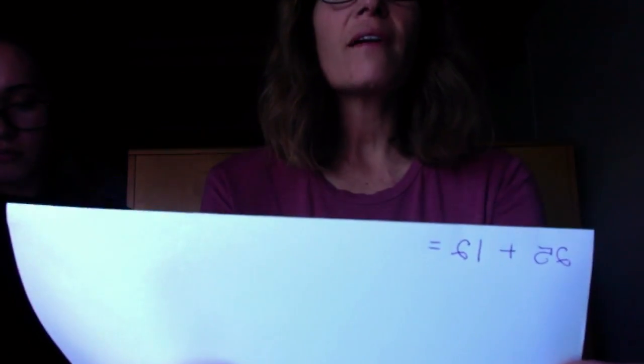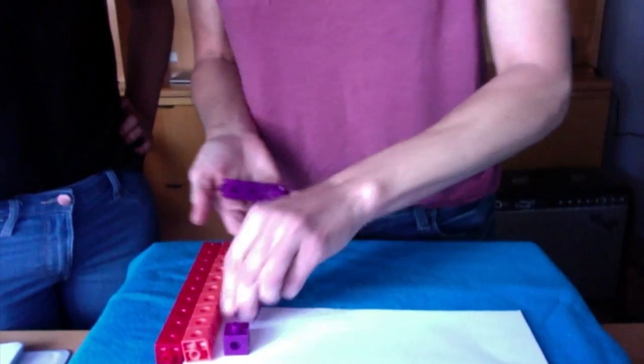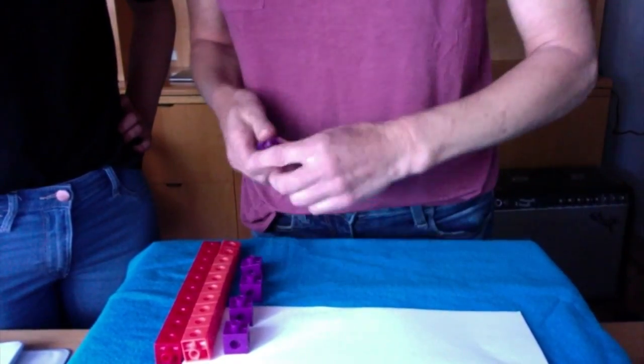Okay, so did everybody figure out the answer for 25 plus 12? Okay, so what did you guys use? How many tens did you guys use? Show your fingers. That's right. You guys all figured it out. We have 2. So we have 2 here. And then how many ones? 1, 2, 3, 4, 5.